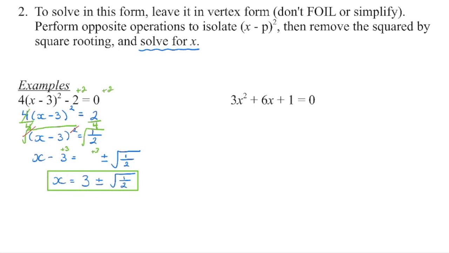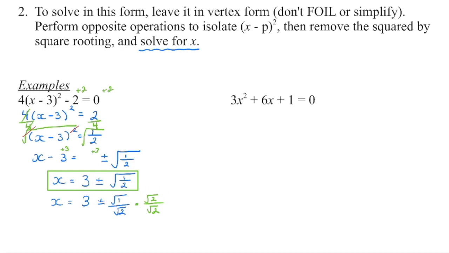But remember, we don't like to leave a radical in the denominator. So we're going to go through the process of rationalizing the denominator just to clean this up. I know that I can break this square root of 1/2 into the square root of the numerator over the square root of the denominator. And then remember from last year that we are going to rationalize by multiplying by the square root of the denominator. So this has a value of 1. When we multiply by 1, we're not changing the question.